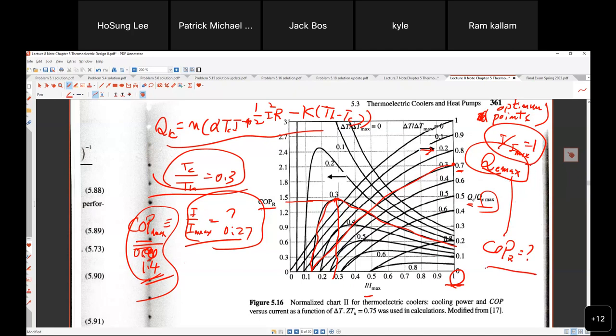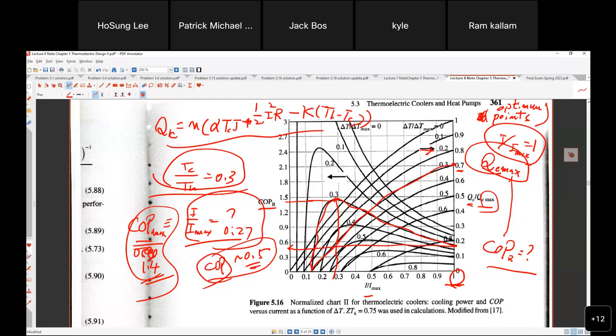Point 5.5. Are you looking at here? Yes or no? Yeah, it's right below 0.6. Yes, I don't know, 0.5 something. Okay. COP, yes, you're right. So COP is very low. Cooling is maximum. Fine, depends on the requirement.